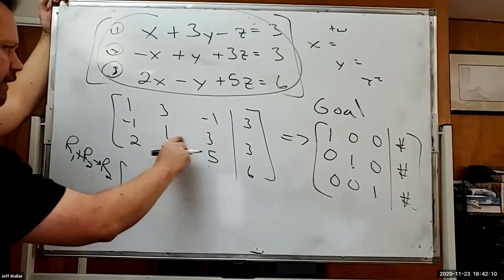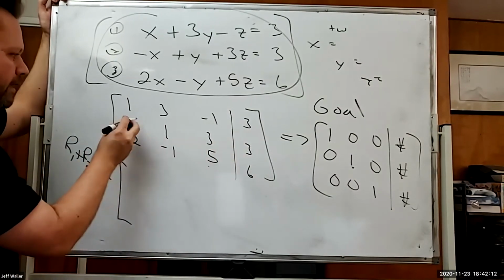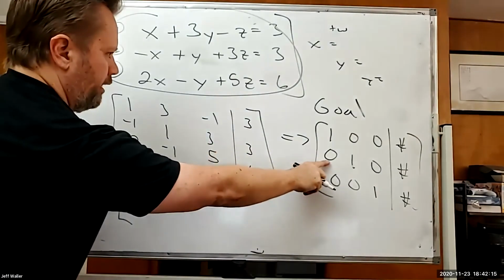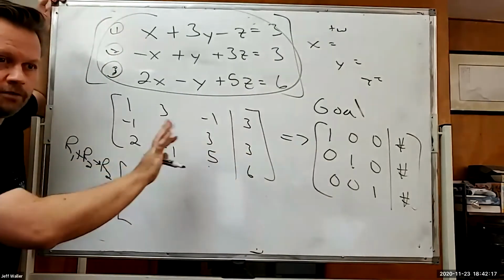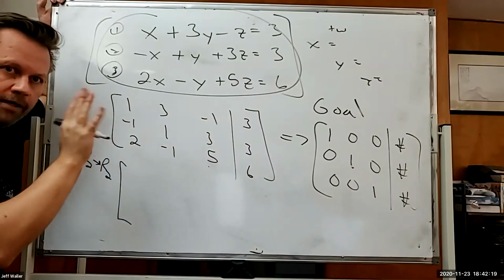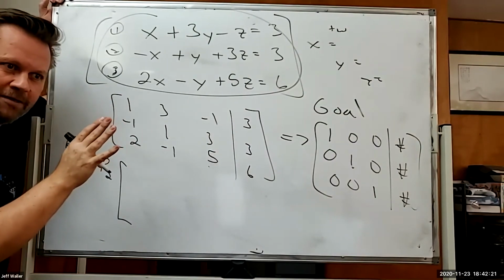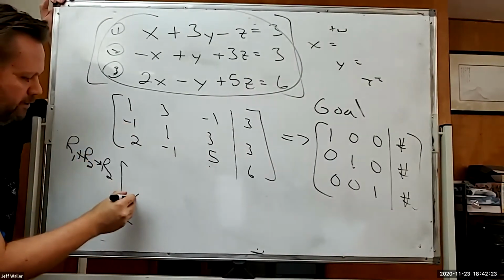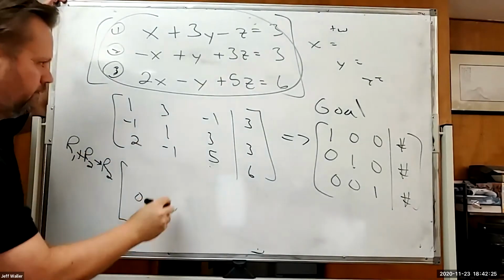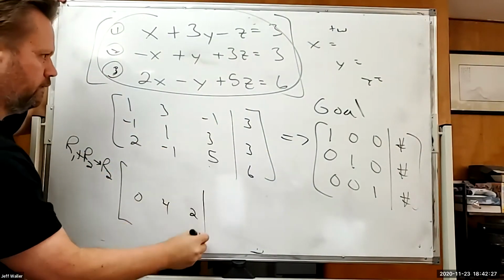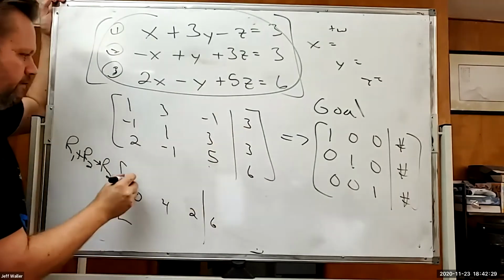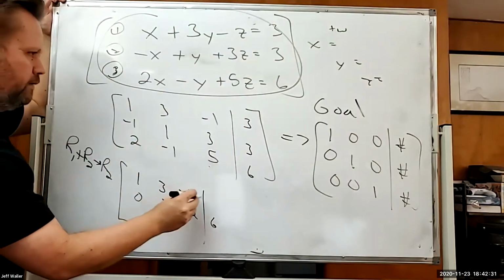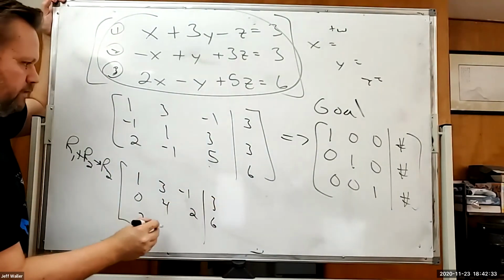So if I add row 1 to row 2 and put the answer into row 2, I'm going to overwrite this equation. Why? Because I want a 0 there in my goal, don't I? Do you start to understand the thought process is different? So 1 plus -1 is 0. 3 plus 1 is 4. -1 plus 3 is 2. 3 plus 3 is 6. And then the first row stays the same. And the last row stays the same.